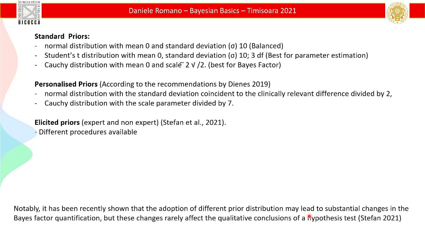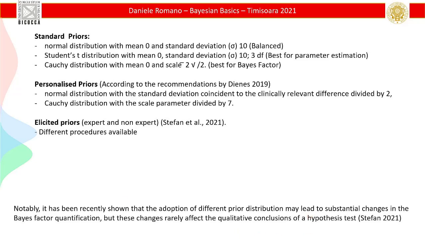More personalized priors that still follow standard rules were suggested in 2019, and the authors suggested using a normal distribution with standard deviation equal to the clinically relevant difference divided by 2. So I put my normal distribution on the center that I need, usually 0, and I divide my clinically relevant effect, or the same thing but with a Cauchy divided by 7 for the scale factor. Again, they work. There are no particular reasons why they plug in these numbers, and they work.